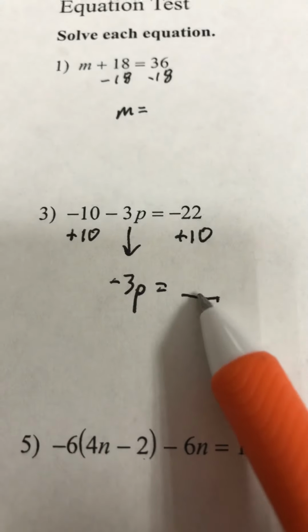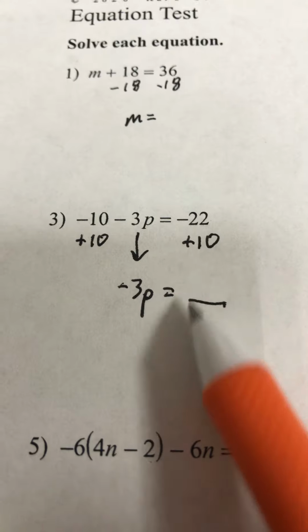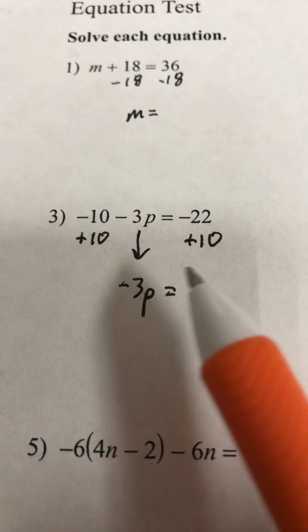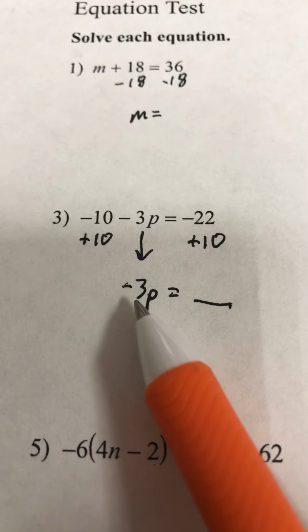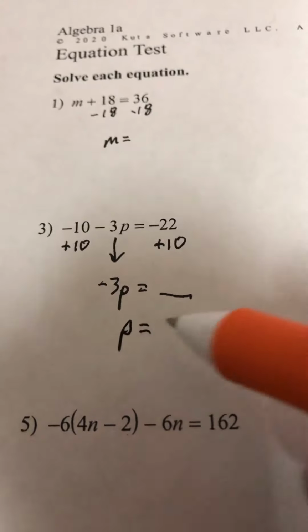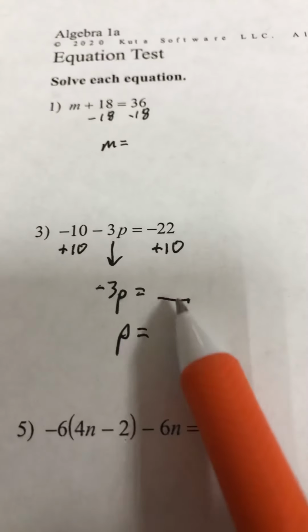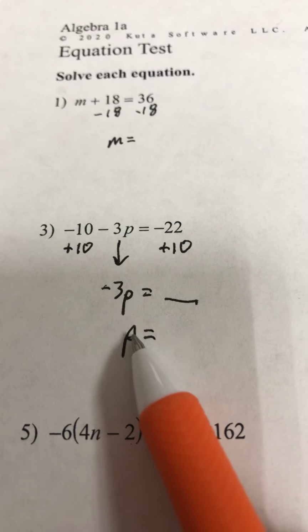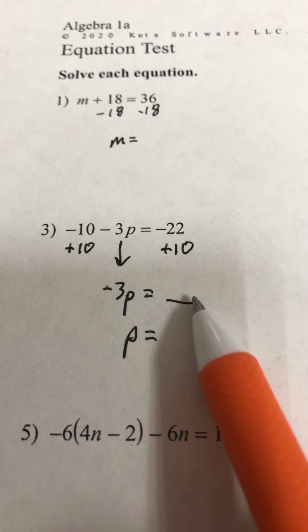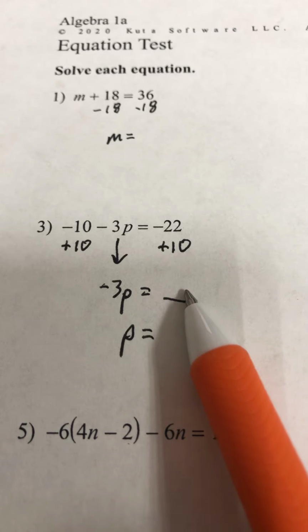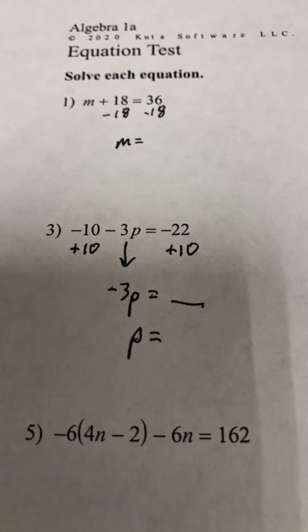And so whatever this answer is, -22 plus 10, you're going to take that answer and you're going to divide it by -3. And then that's going to give you what p equals, okay? So this answer, you're dividing both sides by -3. That's how you get your p by itself. So this, you're going to take and divide by -3.